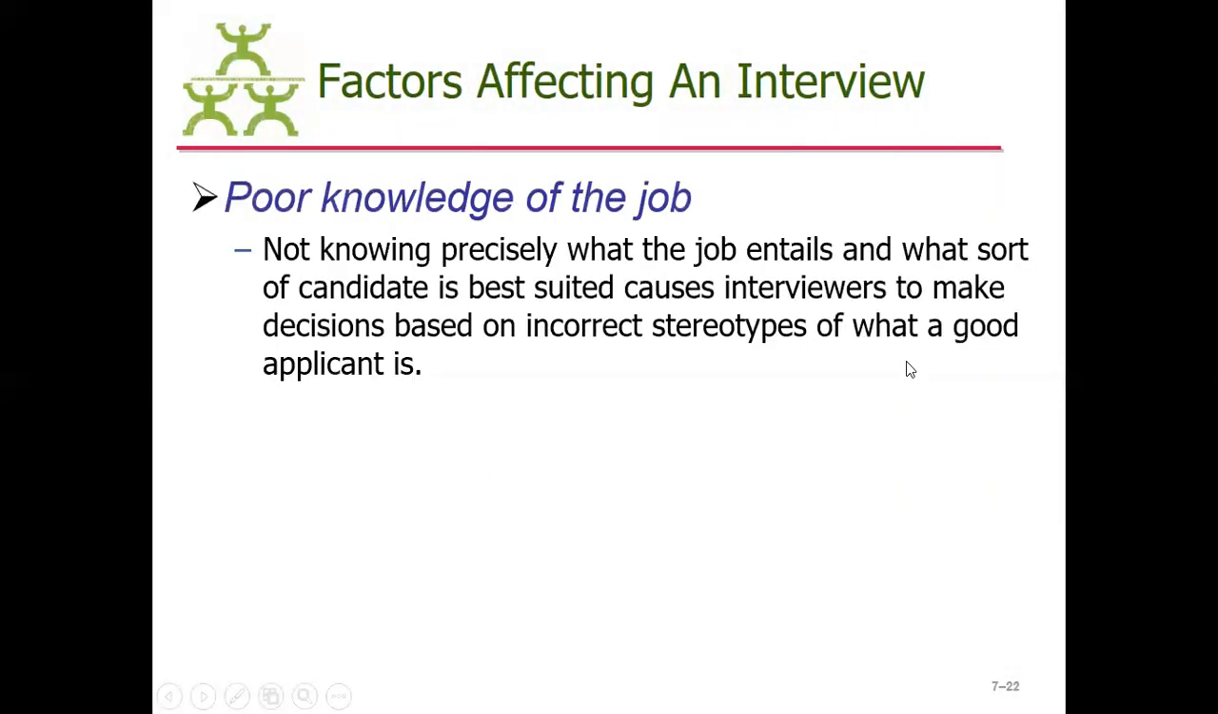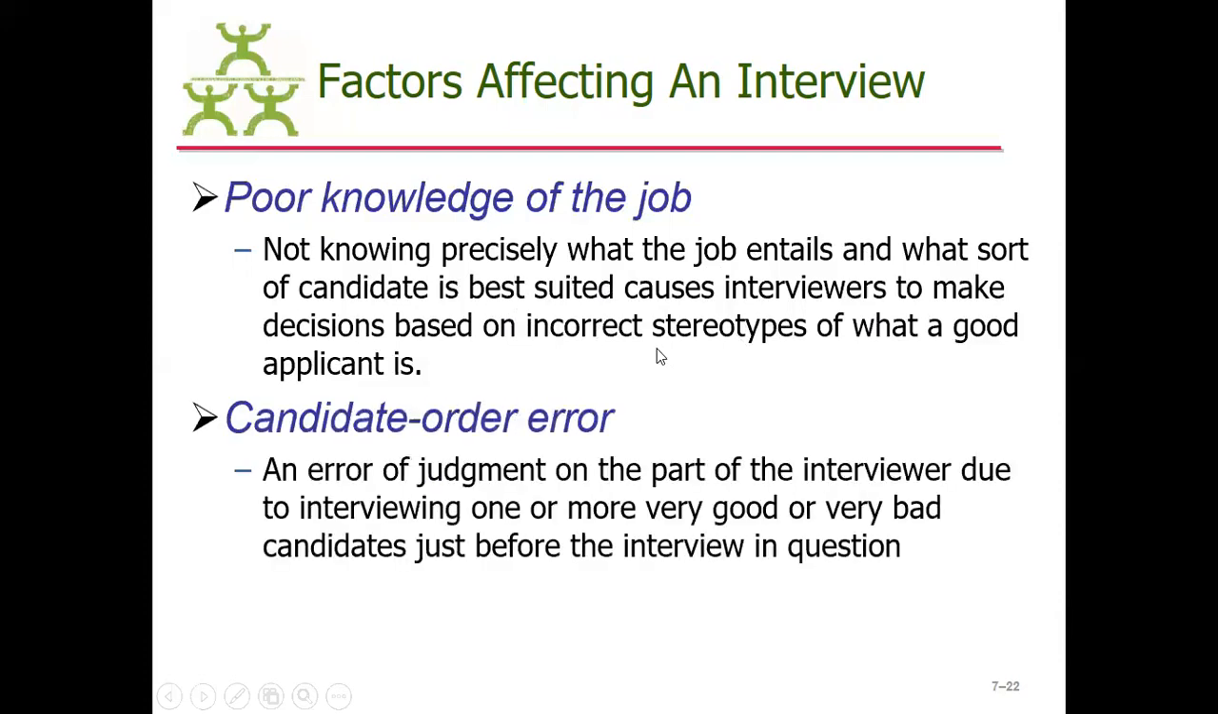Okay, the third one is poor knowledge of the job. Usually the interviewer does not have complete knowledge of the job, and unfortunately I have experienced this particular factor in interviews in different organizations, that different interviewers do not know about that particular job. They do not have sufficient knowledge about that job, and that's why they can't honestly, or I would say accurately, select a particular person for a particular job. So not knowing precisely what the job entails and what sort of candidate is best suited causes interviewers to make decisions based on incorrect stereotypes of what a good applicant is.